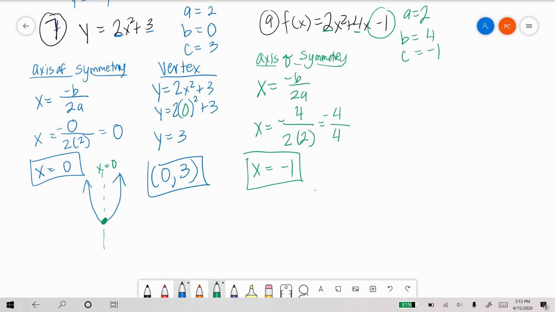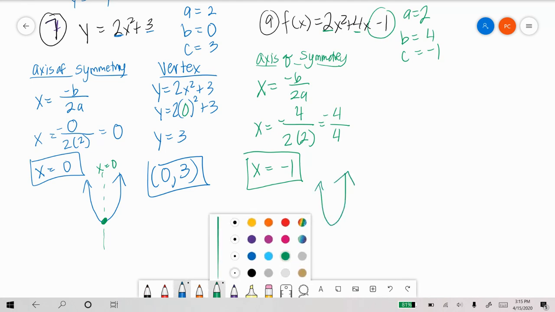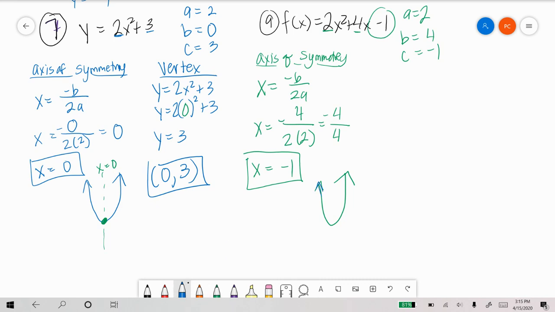So if we had our parabola, this line right here, when it goes through the middle, would be at x equals negative 1. We want to know what the y value is also so that we can identify the vertex. So we use that equation, f of x equals 2x squared plus 4x minus 1, or this function, and we want to know f of negative 1. We want to know where we intersect that axis of symmetry.